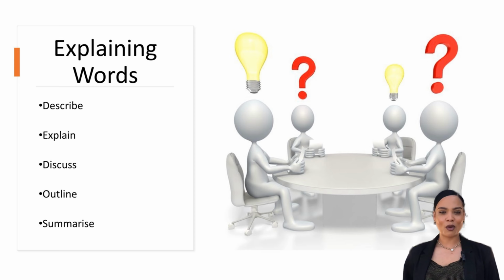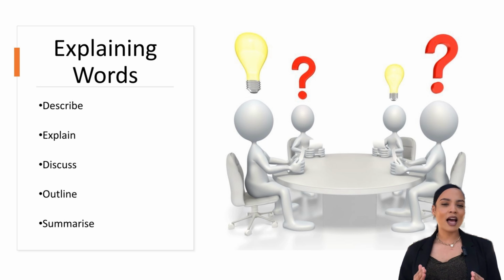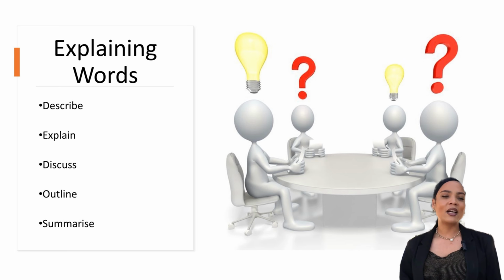We now move on to describe. When it says describe, this means tell me what it is like. This is what is required from you. Give details, features, parts, or characteristics. Explain. When it says explain, this means tell me why or how. This is what is required from you. Give reasons using full sentences. Use words like because.